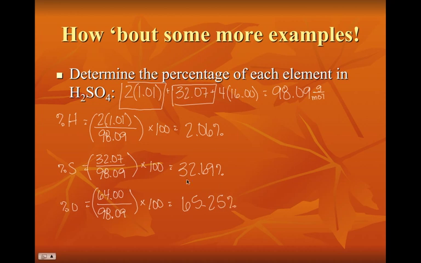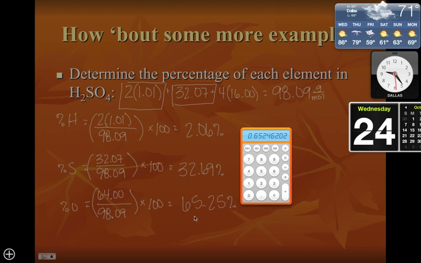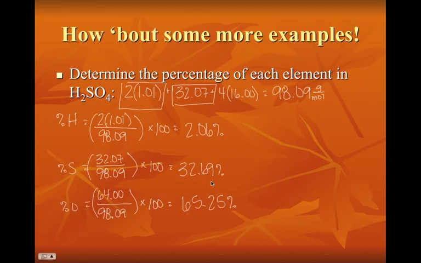Now, because we are working with percentages here, we know that when we add up the percentages of all of the parts, they should add up to 100. So I'm just going to do that and check my math real quick. So 2.06 plus 32.69 plus 65.25 equals, and I get exactly 100. So I know that my math is right. And if you want to see more examples of how to do percent composition, watch part 2.